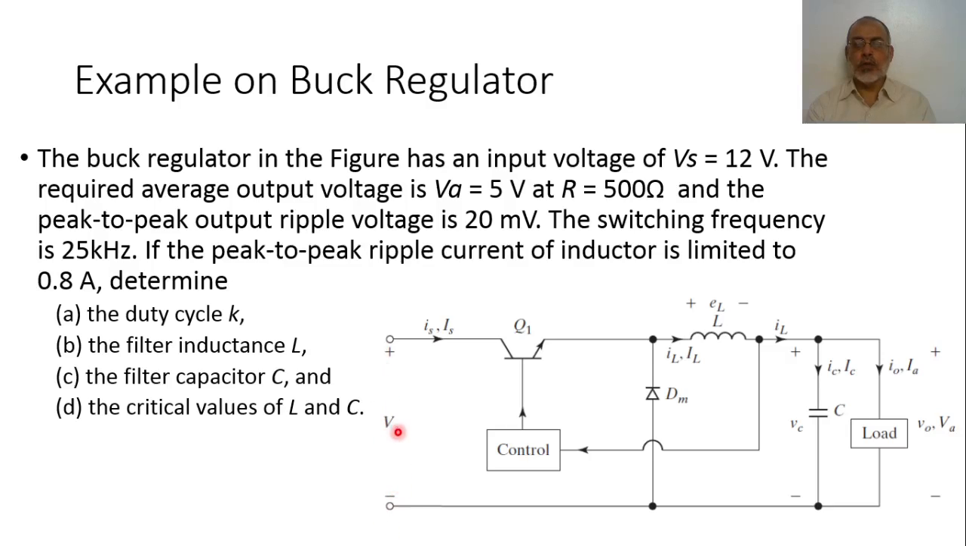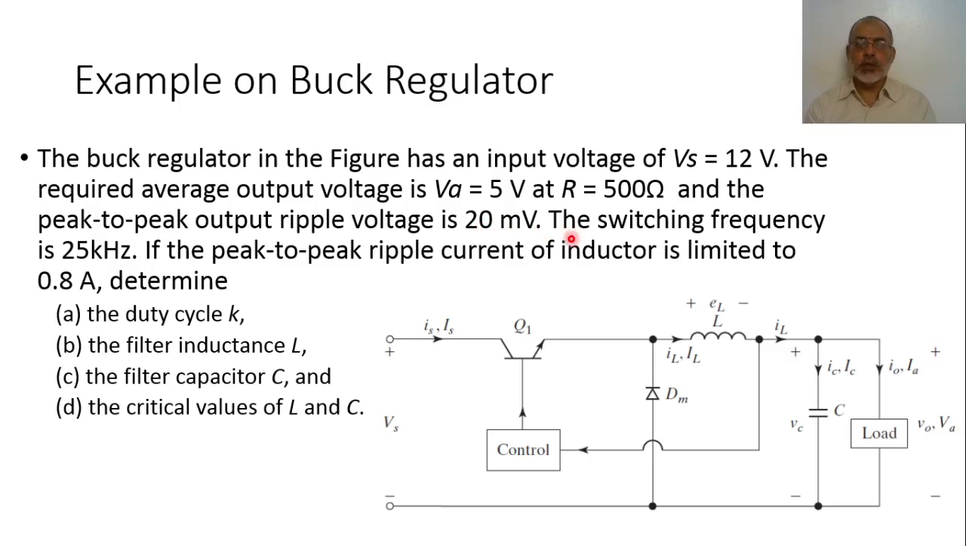So the source voltage is 12 volts. The required average output voltage VA is 5 volts. So the output voltage at the load is 5 volts. At a load resistance R equals 500 ohms. So the load resistance is 500 ohms. And the peak to peak output ripple voltage is 20 millivolts. So the delta VC is 20 millivolts.